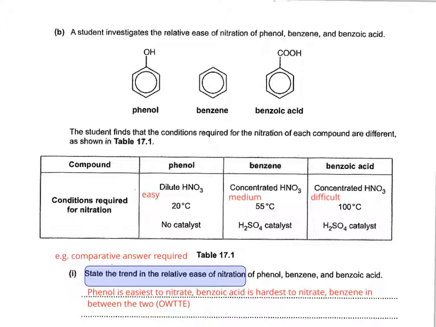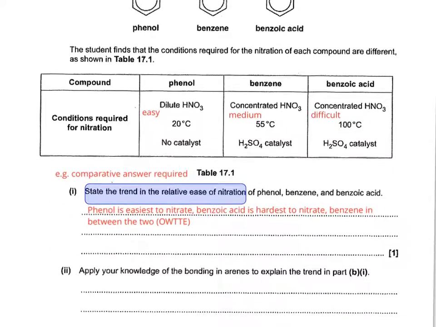Now I've said OWTTE, meaning all words to that effect, because it doesn't mean you have to write it down in the exact way that I've done it. You could draw an arrow, for example, with phenol at one end and benzoic acid at the other, and say increasing difficulty of nitration or something along those lines. But either way, you need to make sure you've done a comparative answer to get the mark on this question. And quite a few people struggled with that because they maybe didn't spot the way it said state the trend in the relative ease of nitration.